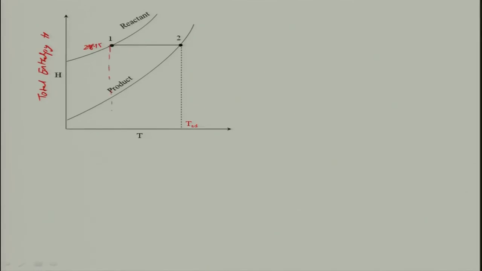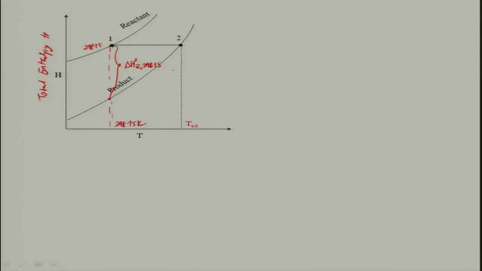Now, if I say this thing, what will be this point here? This is basically 298.15 Kelvin. What would be this? This is what I will call the heat of reaction at 298.15. This amount of heat, because that corresponds to standard pressure and temperature. And this heat will be utilized to bring this product to the adiabatic temperature.